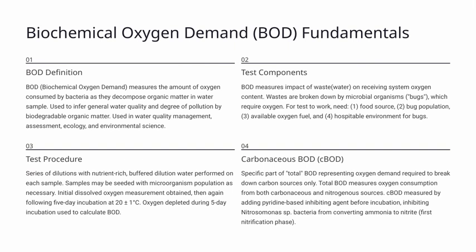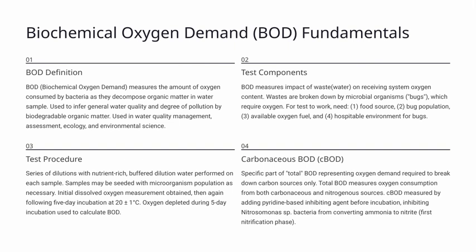Moving on to what makes up the BOD test itself. The test essentially looks at how waste or water impacts the oxygen levels in the receiving system. Bacteria, or bugs, as they are often called, decompose waste, and this process requires oxygen. For the test to be accurate, we need a few key components: a food source for the bacteria, an adequate bug population, a sufficient supply of oxygen, and an environment that's hospitable for these microorganisms to thrive.